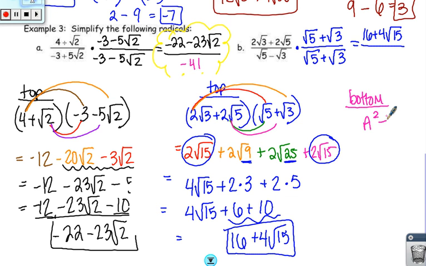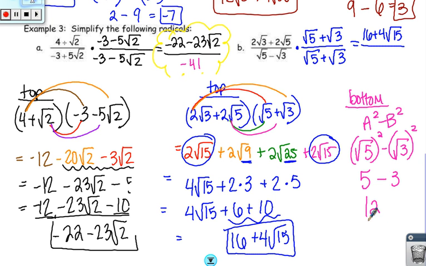Well, we had a shortcut. A squared minus b squared. What are the two pieces we have on the bottom? The square root of 5 and the square root of 3. A squared minus b squared. A square and a square root cancel. A square and a square root cancel here. 5 minus 3 is 2. So putting that answer on the bottom gives me that.